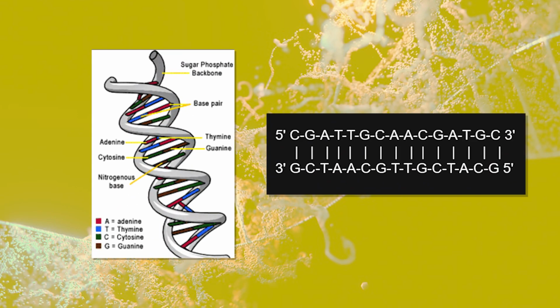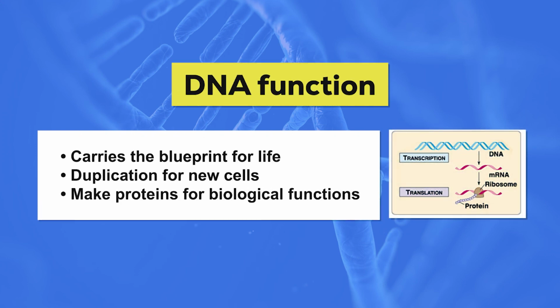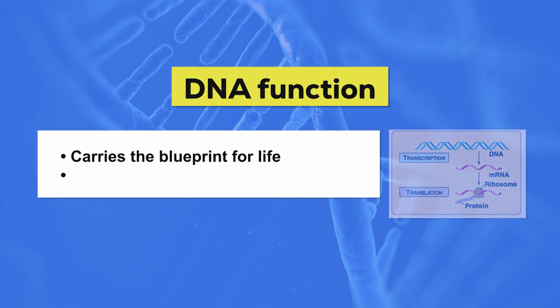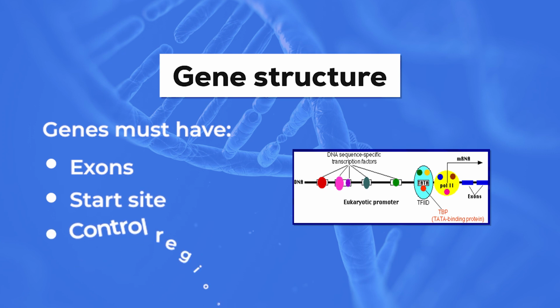The DNA has a double helical structure, which is given by the Watson and Crick model. The two strands run 5 prime to 3 prime and 3 prime to 5 prime, that is, anti-parallel, and they coil around each other. The function of DNA is to carry the blueprint for life, that is, inheritance. It contains the genes, and the genes carry the information. A gene must have the exons, a start site and a control site.